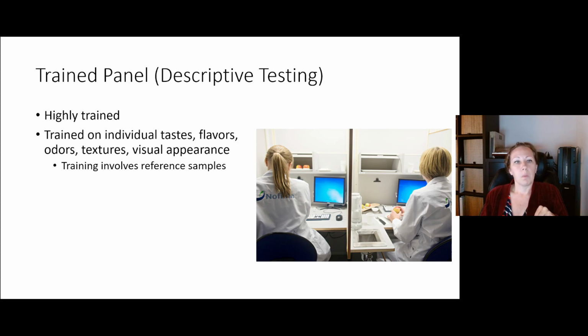Okay. Before they ever taste the actual product, they'll be training on the individual tastes, flavors, odors, textures, appearance that could be in that product. So for example, your basic taste: sweet, salt, bitter, sour. Okay. When I worked in the sensory lab, we would train our panelists with solutions of chemicals, that is not a bad thing, chemicals, that brought these tastes.